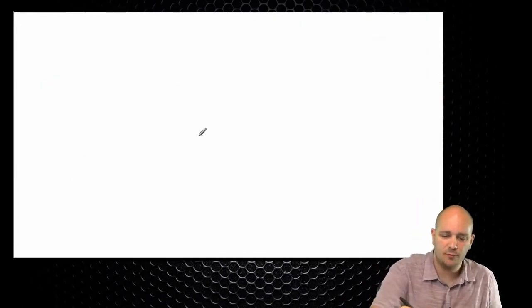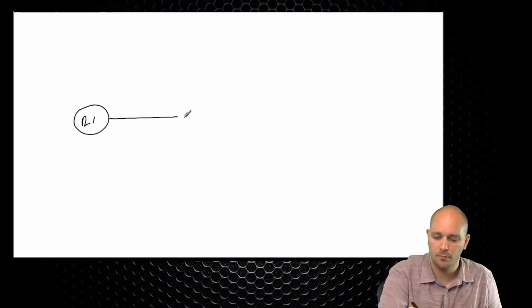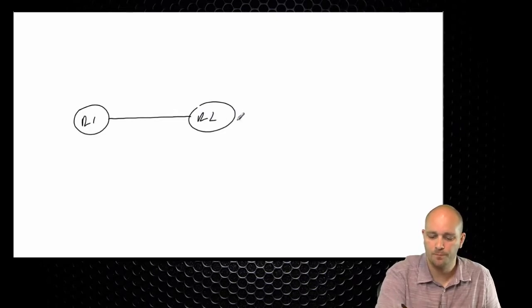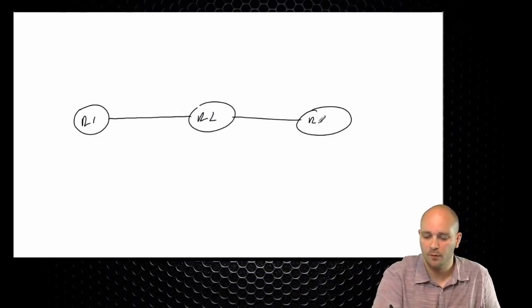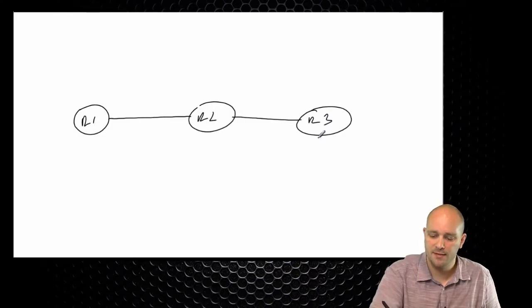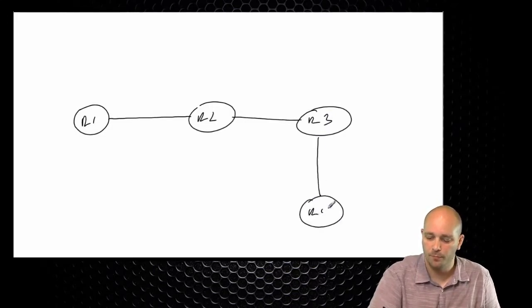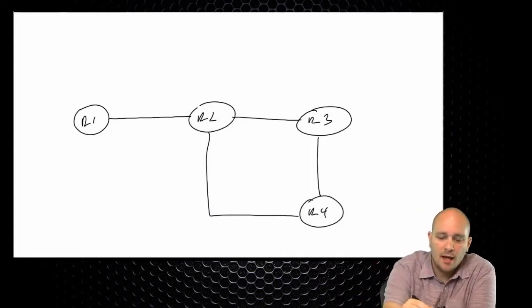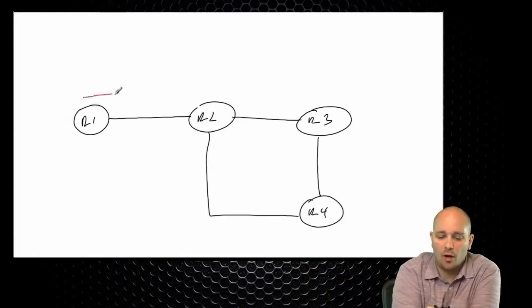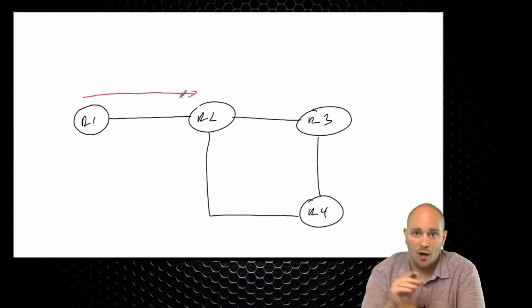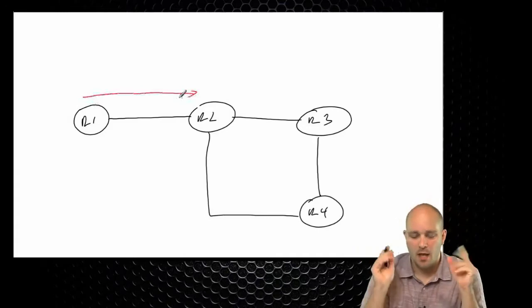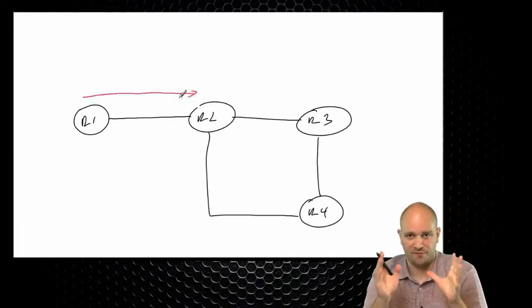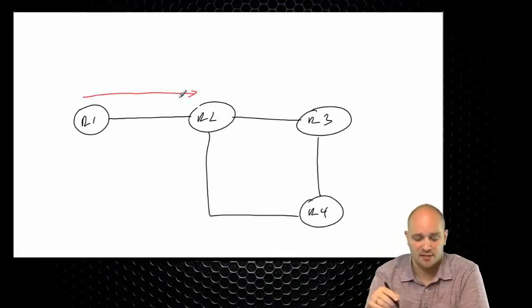So for that, I'm going to use a slightly different example. Let's say that we have a network that looks like this. So we have R1 that is connected to R2, that is connected to R3, that is then connected to R4, that is then connected to R2. Now, let's say that R1 now advertises the route to R2. Now, I'm, for whatever reason, going to completely ignore the fact that R2 is going to advertise this route to R4.